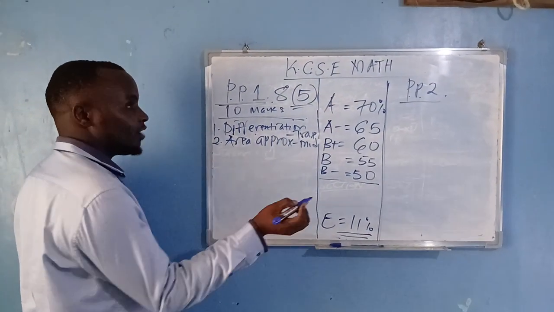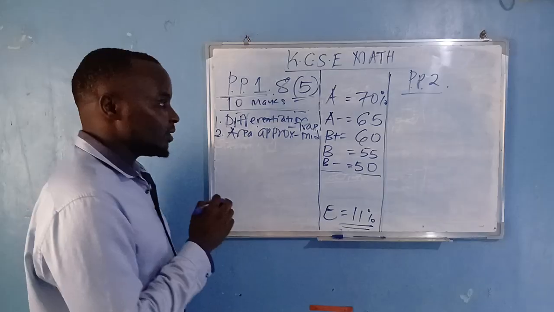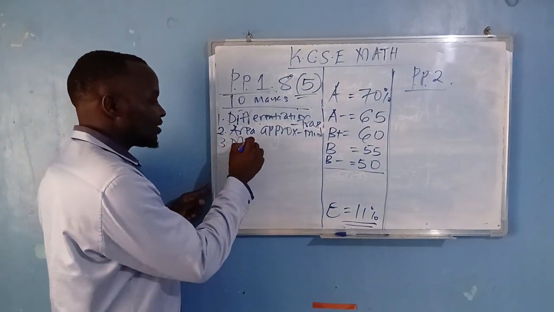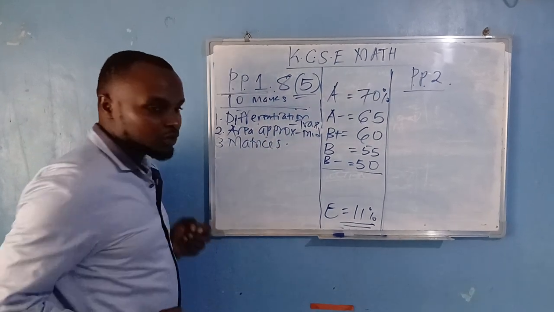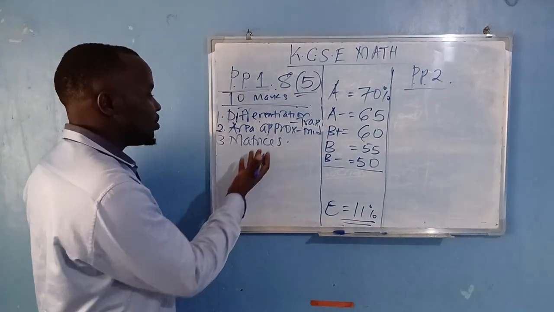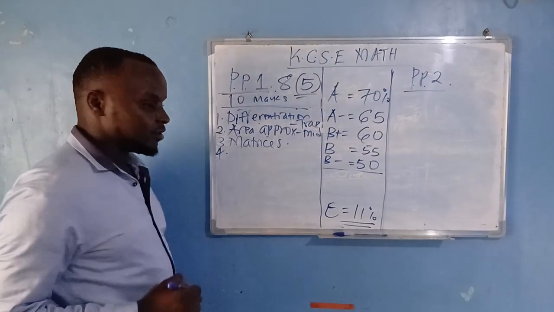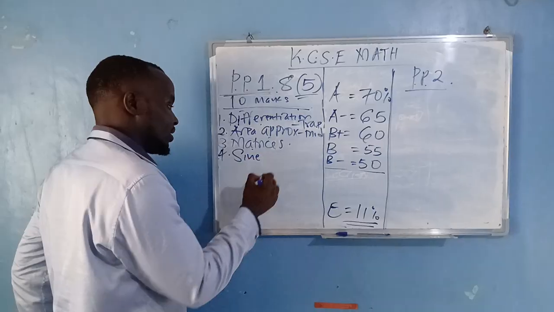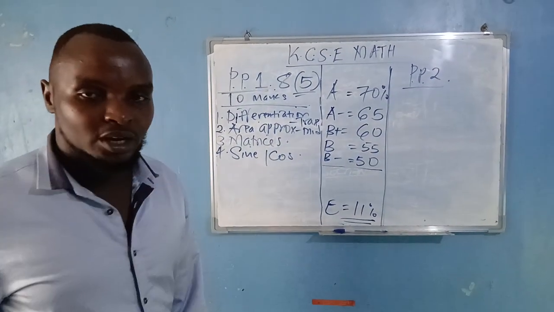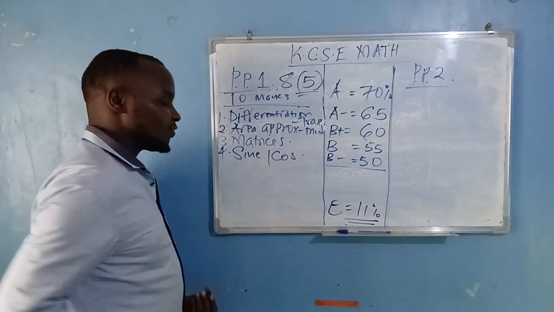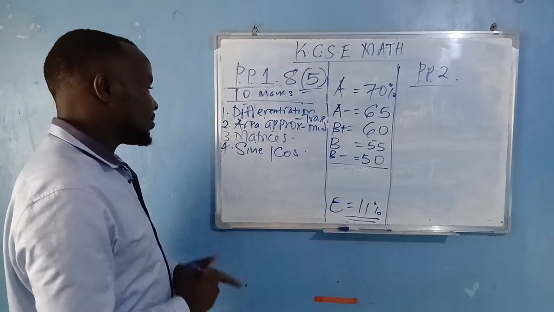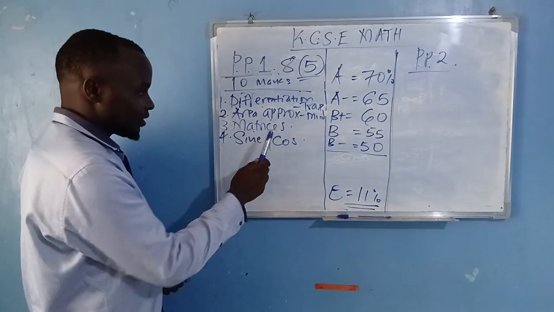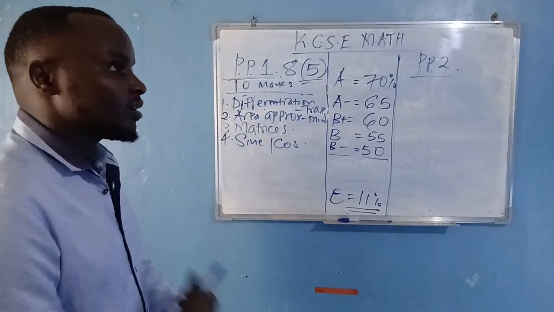In Form 3, we have these 2 topics which can also be tested in Paper 1, and one of them is matrices, which involves solving simultaneous equations using matrices. The other topic in Form 3, which will be tested as a 10 marks question, is the sine and cosine rule, which is from trigonometry. These are the two areas in Form 3 which could be tested in Paper 1. Remember, Paper 1 is mainly Form 1 and Form 2 work, but these topics can be tested therein.